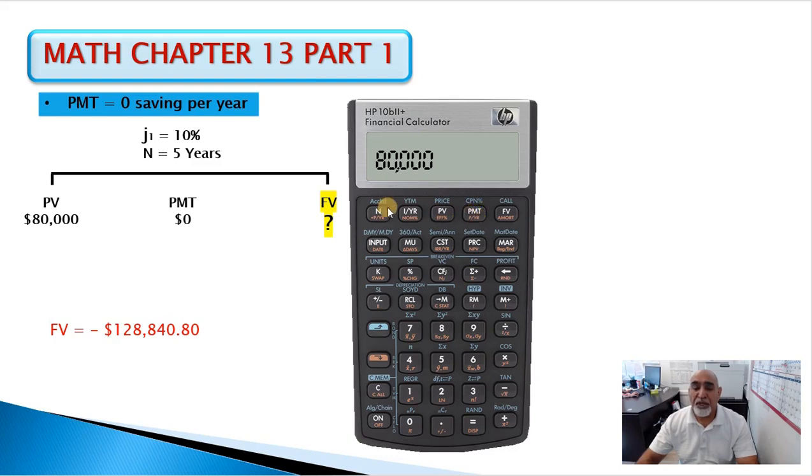PMT, payment. Payment means what's happening from this time period to this time period. This is today, and this is 5 years later. Well, according to this diagram, nothing's happening. No money's being deposited, no money's been taken out. So 0 for payment. And at the end, final value, 128,000. Good. Let's do another example.